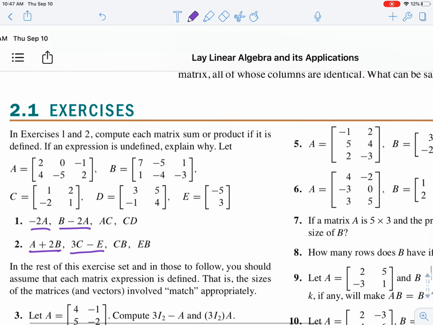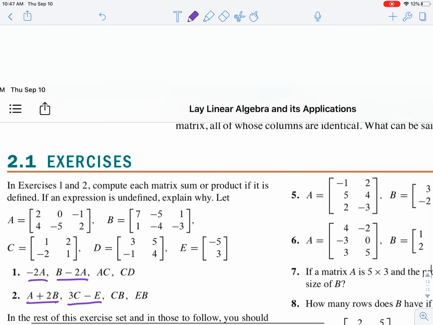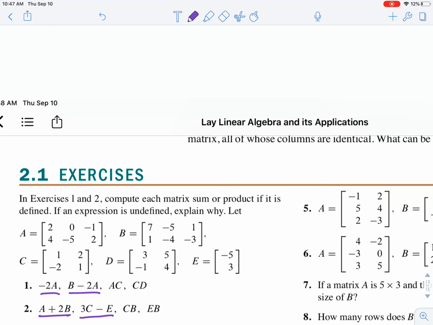And so if I want to multiply the matrix A by -2, I multiply everything by -2. So that would be okay. And now let's see, B minus 2A. Well, I would first compute what -2A was, and then I would add that to the matrix B. So let's see if the matrices are the same size. A is a 2 by 3 matrix. B is a 2 by 3 matrix. Very good. I could totally add those things together.